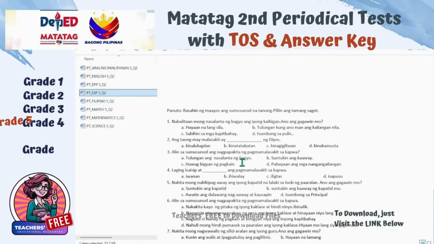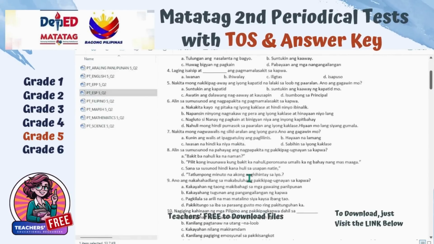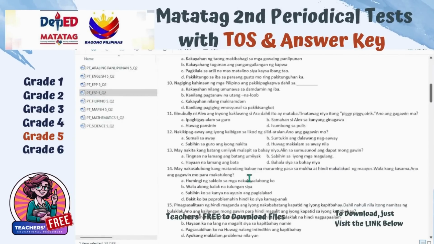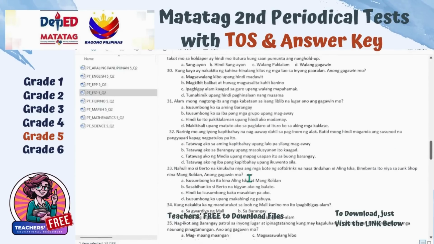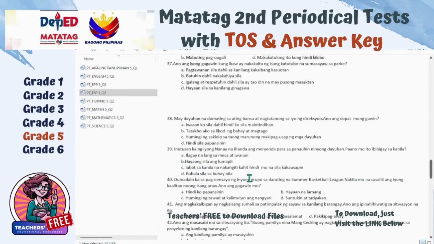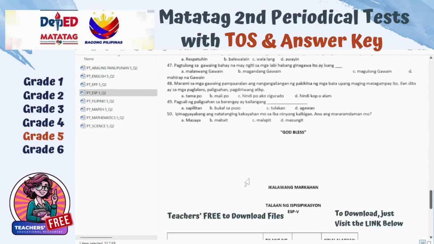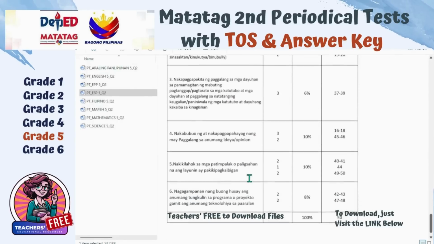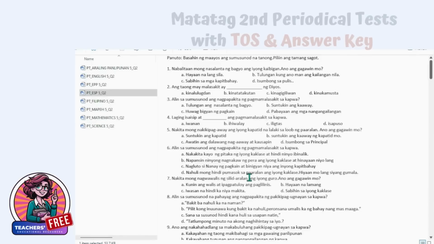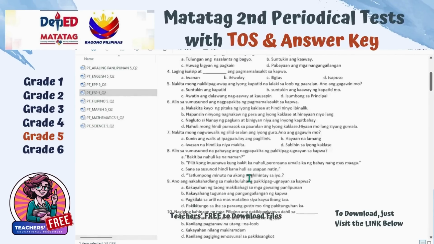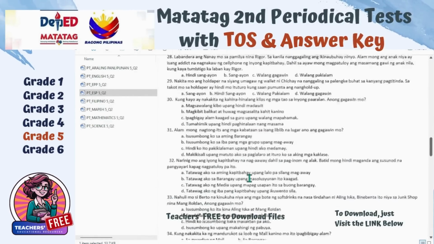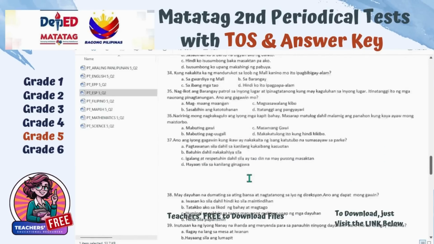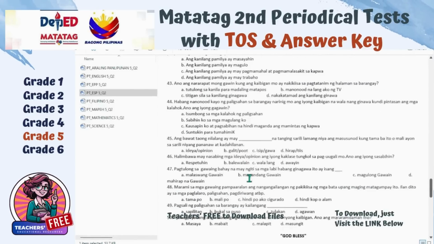We also have the ESP 5-second periodical test, which covers: first, you'll need to demonstrate leadership by offering help to those in need. You should also know how to report issues like bullying or violence to the proper authorities. Next, you'll need to show respect to both foreigners and indigenous people, especially by accepting their customs and beliefs. It's also important to express your ideas and opinions with respect.